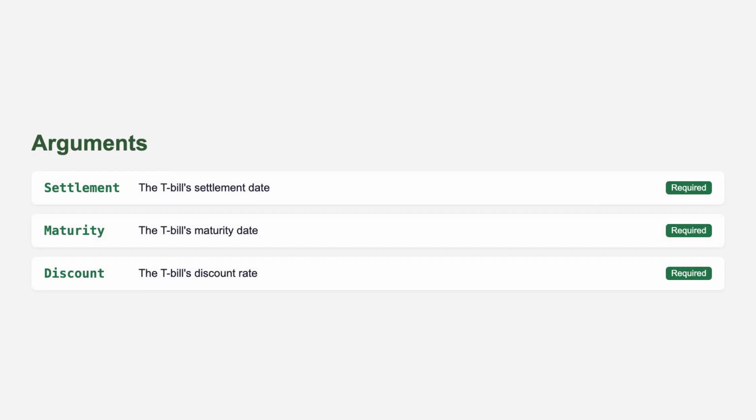Settlement is the T-bill's settlement date, the date you purchase it. Maturity is the T-bill's maturity date, when you redeem it. And discount is the T-bill's discount rate. Let's look at an example.